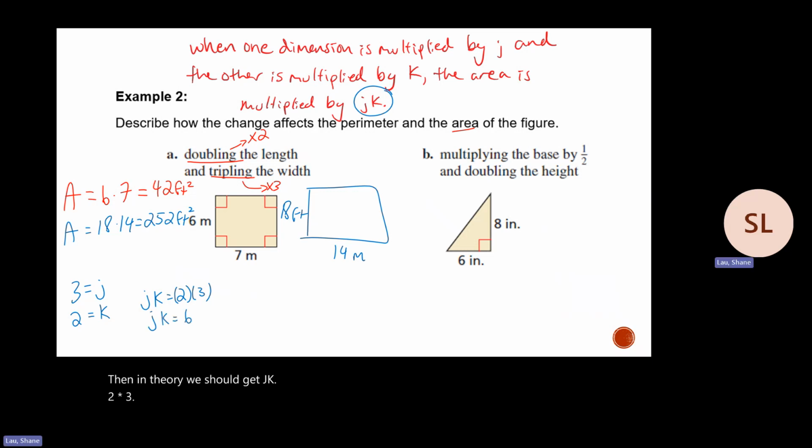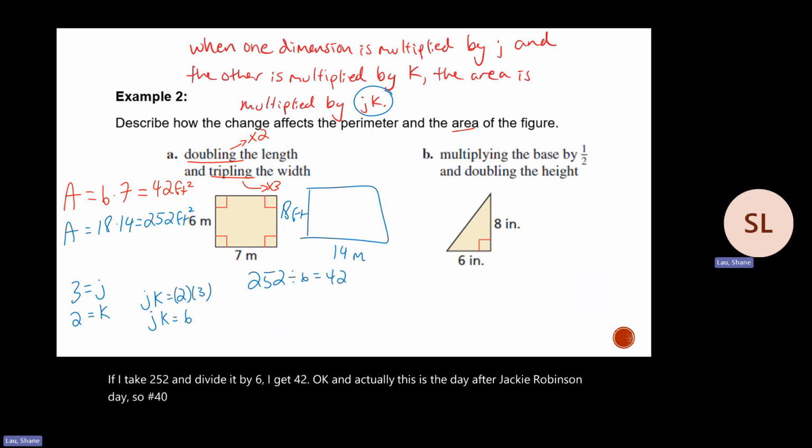And that's going to equal 6. Well, if I take 252 and divide it by 6, I get 42. Okay, and actually, this is the day after Jackie Robinson Day, so number 42, if you're a baseball fan out there. But yeah, so we have this idea with us here.